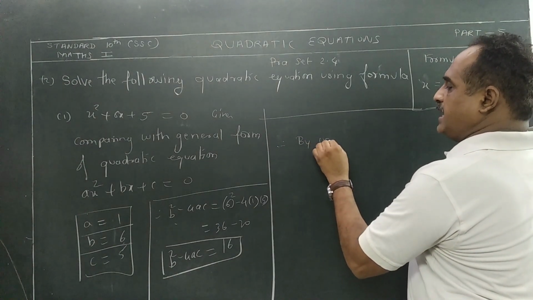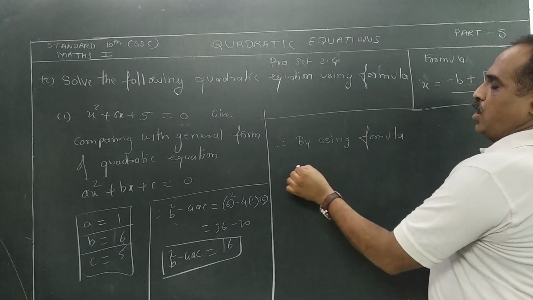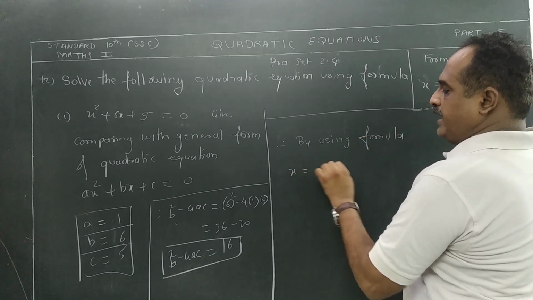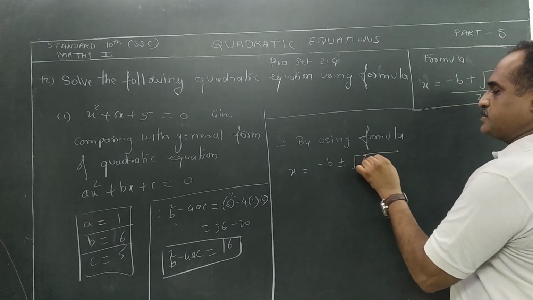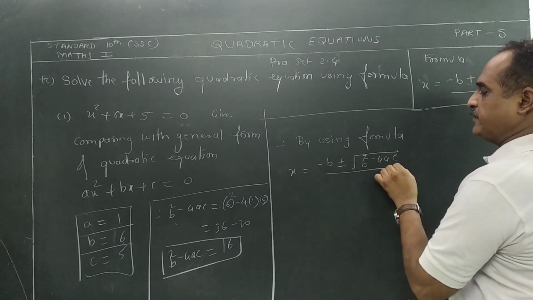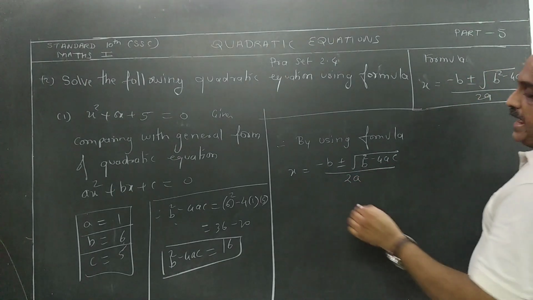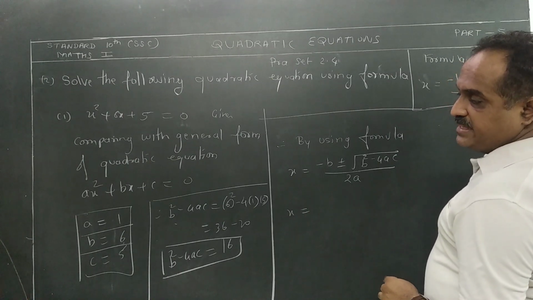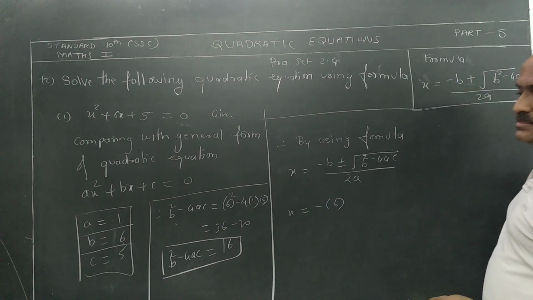Once you got that, therefore what are you going to write? By using formula. What is the formula? We are going to find the value of x is equal to minus b plus or minus root of b square minus 4ac upon 2a. Now, x is equal to minus b. What is the value of b? You put it in the bracket: 6. Right?